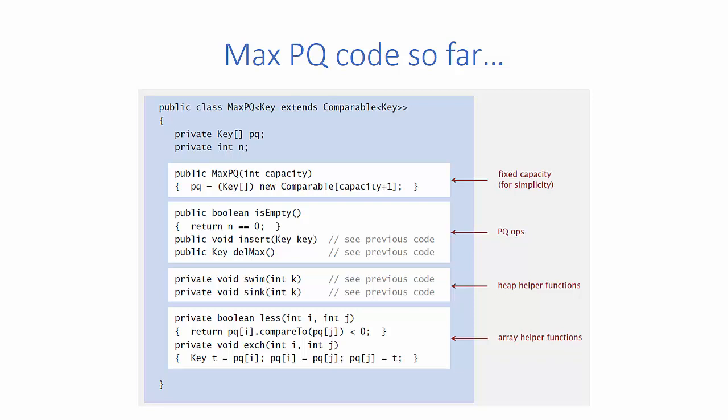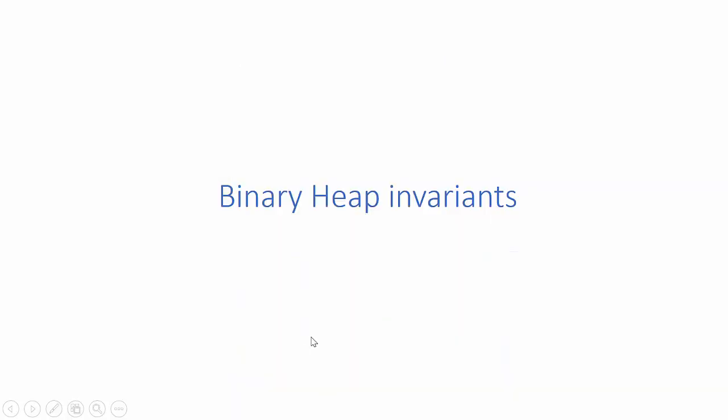So here's the max PQ code so far. We create a priority queue of a fixed size, but you can change this, because you can do this in good amortized time by using an array and doubling the array when you need more space. Now we have insert and delete max, which have helper functions swim and sink, and empty, which checks whether n is 0. And then we have two functions that allow us to make use of the keys: compare to, and exchange, which allows us to exchange two indices of the array. These are the two helper functions we will use inside our code.